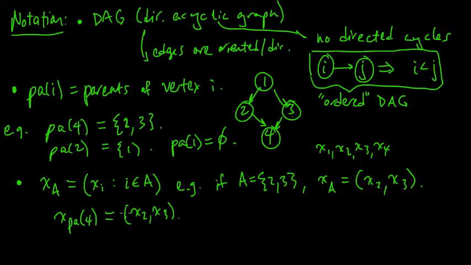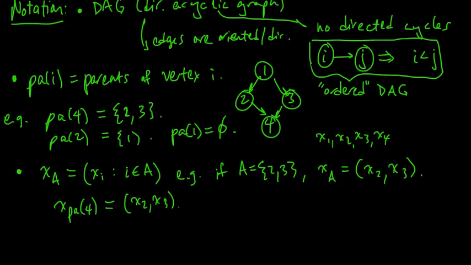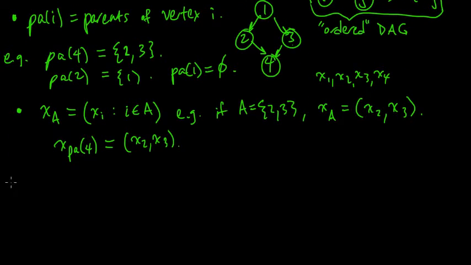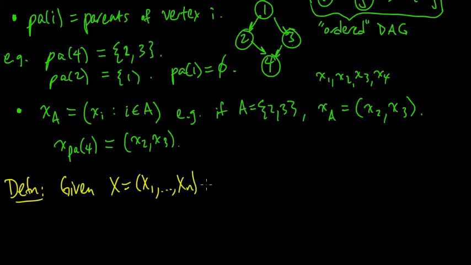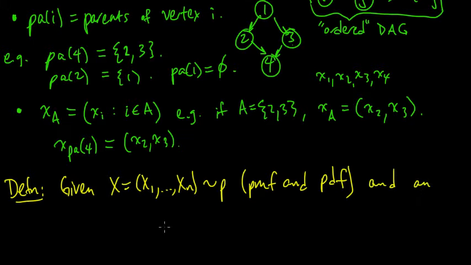Okay, now that we have those notational conventions all set, we are ready for the definition. Definition. Given a vector x of random variables, x1 up to xn, distributed according to some probability distribution p, and let's assume that this is either a PMF or a PDF, and an ordered directed acyclic graph, an ordered DAG.